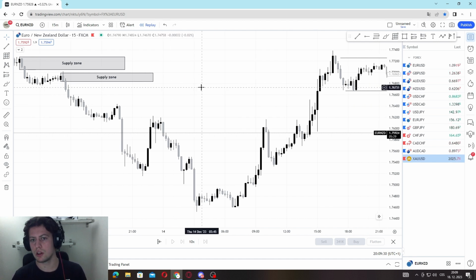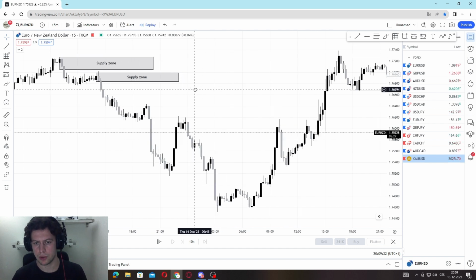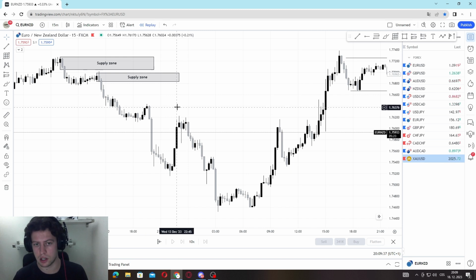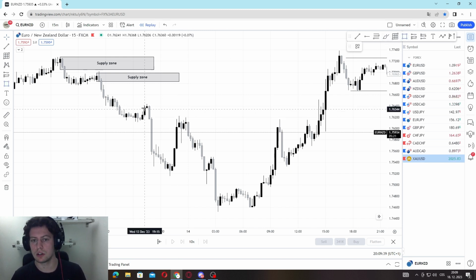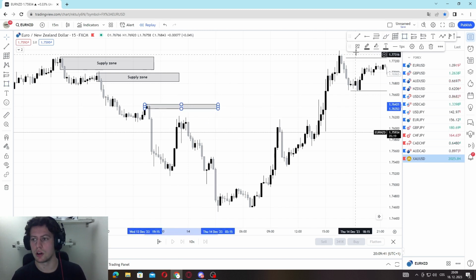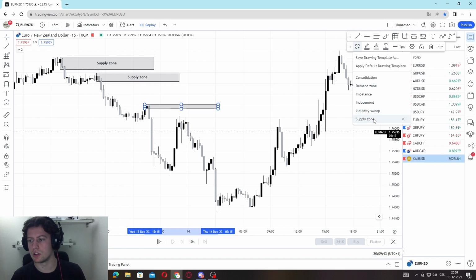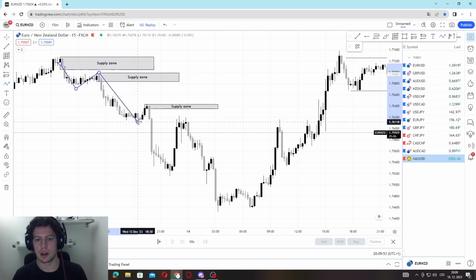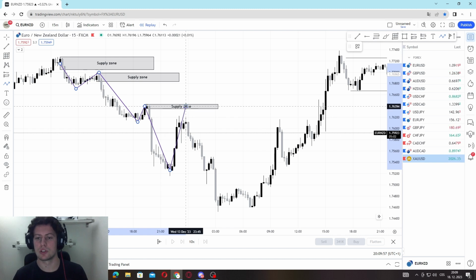But if you really want to use imbalances as an extra confirmation, as an A+ setup. So we have another supply zone right here. The principle of the strategy, or when I thought about the banks, the price goes like this, and it should go back, tap into the supply zone.